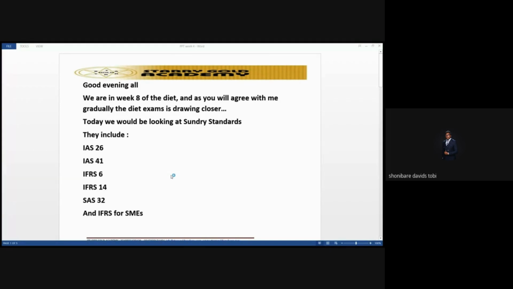Meanwhile, bearer plants are used in the production and supply of agricultural produce. You might want to ask me, what is the difference between bearer plants and biological assets? That's what I'm trying to break down now. When I say biological assets, they are living plants and animals, right? But when I say bearer plant, of course, a bearer plant can also be a biological asset. That's one thing you need to understand.